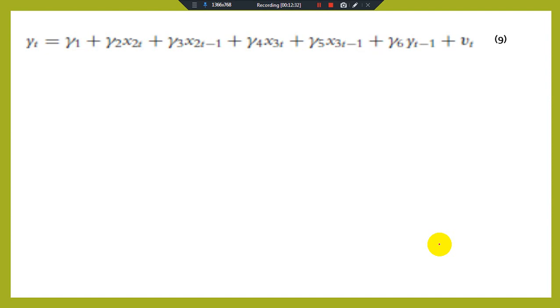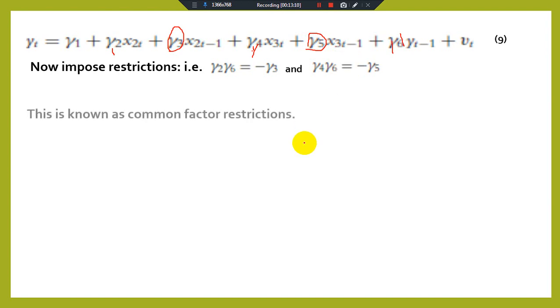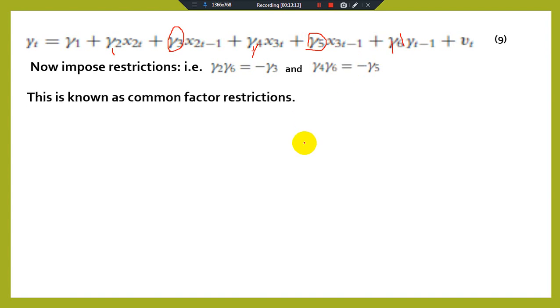So let's start the explanation of equation 9. Now suppose we have a restriction. If we multiply gamma 2 with gamma 6, the answer must be minus gamma 3. And if we multiply gamma 4 with gamma 6, we get the answer minus gamma 5. This is known as the common factor restriction.